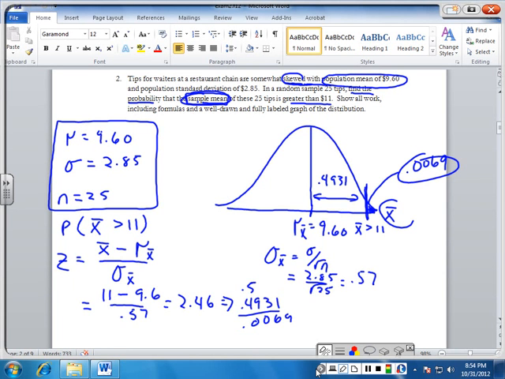Once you've made this adjustment here to the standard error, this is just like computing a probability under a bell curve from exam 1, just that we have a sampling distribution of x bars now.